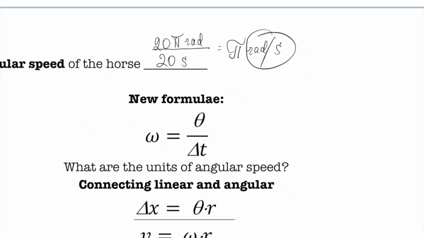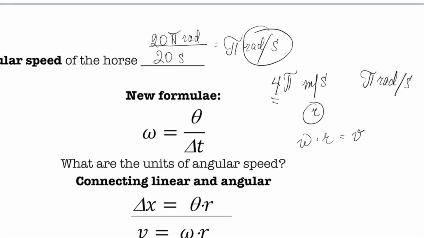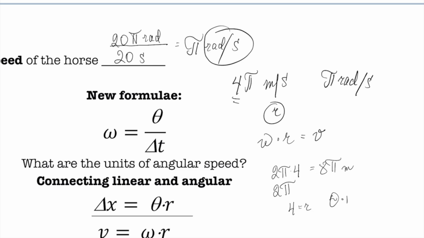Now remember how interesting, we had 4 pi meters per second versus pi radians per second. It looks like if I take this omega and multiply it by the radius, I end up with v. Distance-wise, remember each rotation is 2 pi times 4, 8 pi meters. But 1 rotation is just 2 pi. 4 is the radius, and it looks like theta times radius was equal to the length of the circumference.